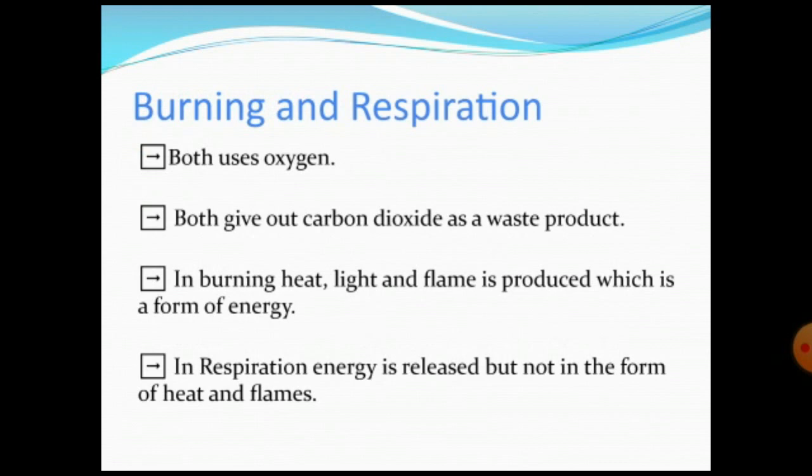Number two, both give out carbon dioxide as a waste product. It's not useful in both the processes, so it is expelled out. In burning, heat, light, and flame are produced, which is a form of energy. But in the process of respiration, the energy is released, but it is not in the form of heat, light, or flames. So we say that burning and respiration are similar to each other because they both need oxygen to break down.